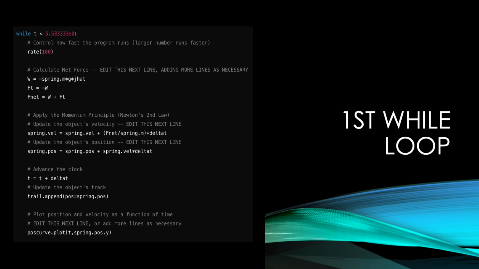I then did it for the first loop, in which the time when the bottom of the slinky is constant was 5.5333, while I maintained the rate of 100. The gravitational force acting on it was minus the mass of the spring times gravity times j hat, while the slinky tension force was equal to the gravitational force.